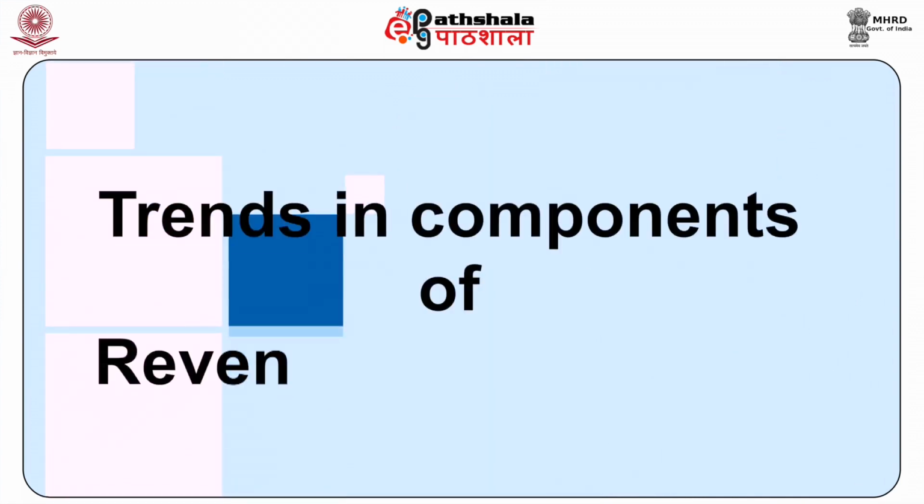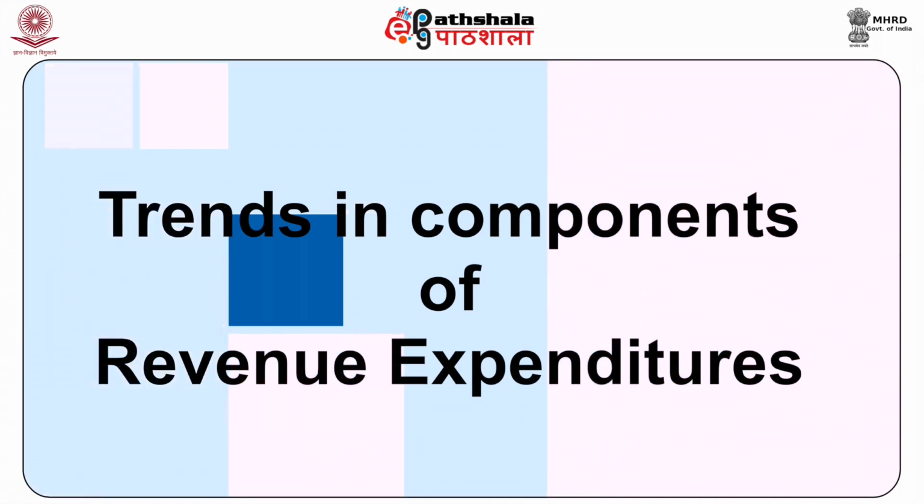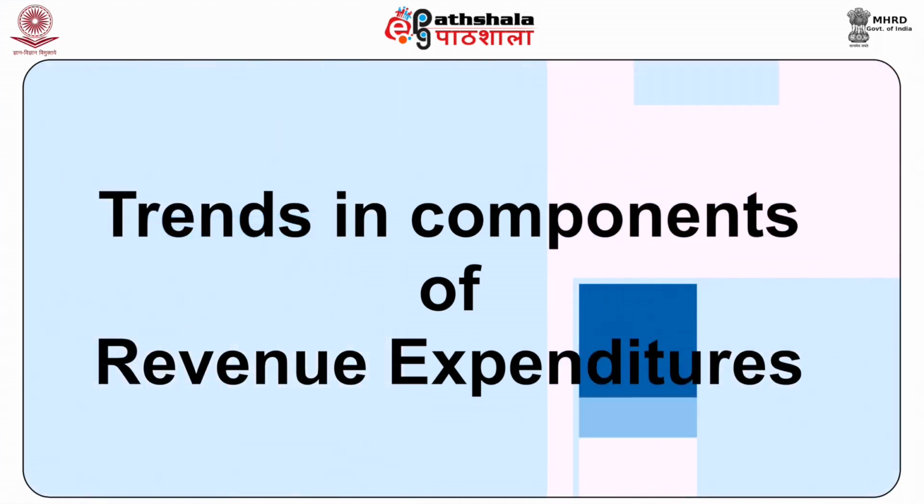Let us now move on to discuss the trends in the components of revenue expenditures. A major chunk of revenue expenditures is comprised of interest payments, defense expenditures, subsidies and government salaries, and there is a very bleak chance of these items being kept under control.